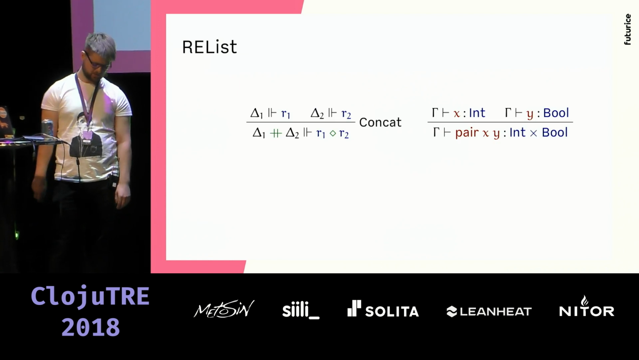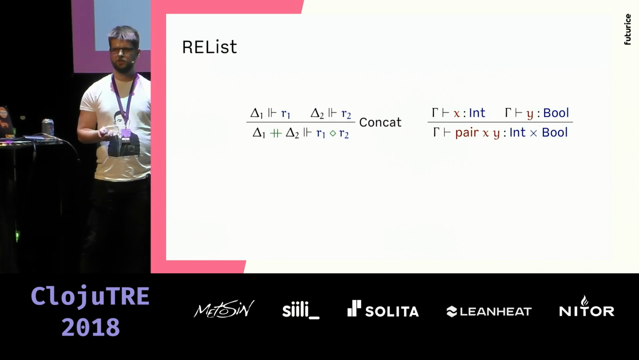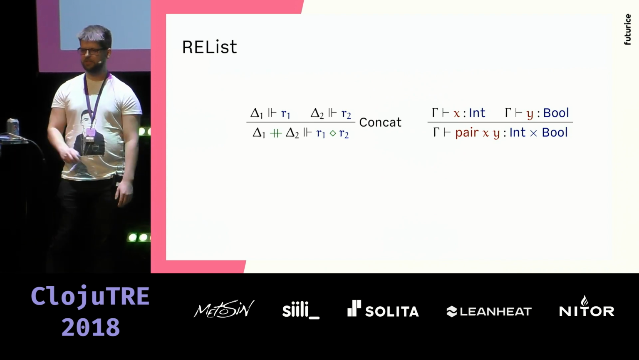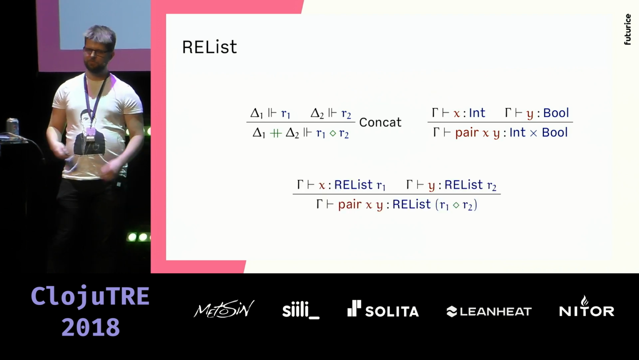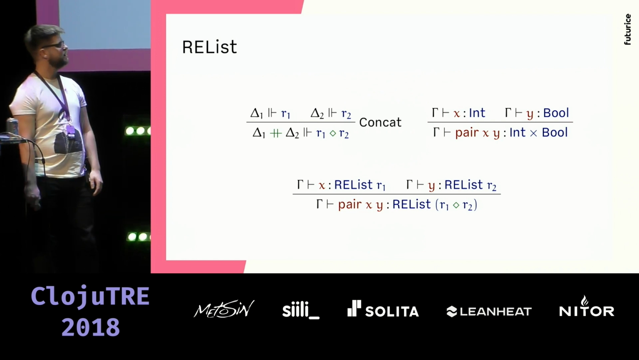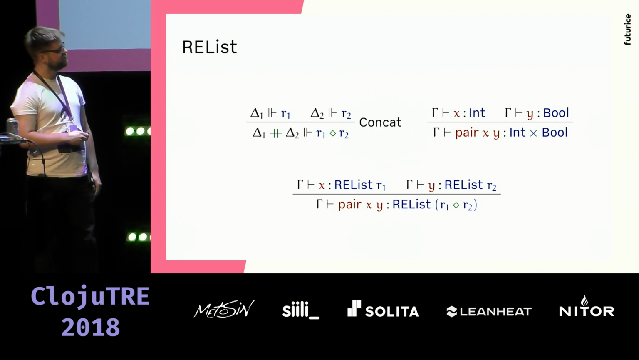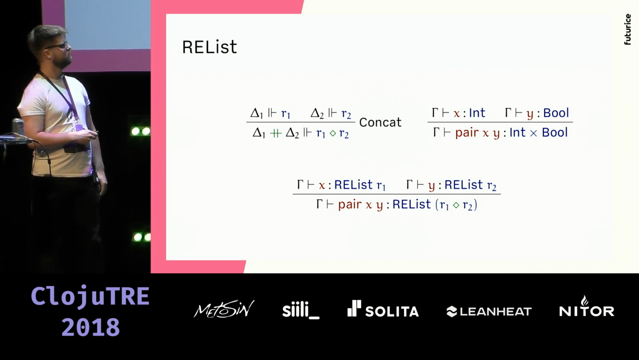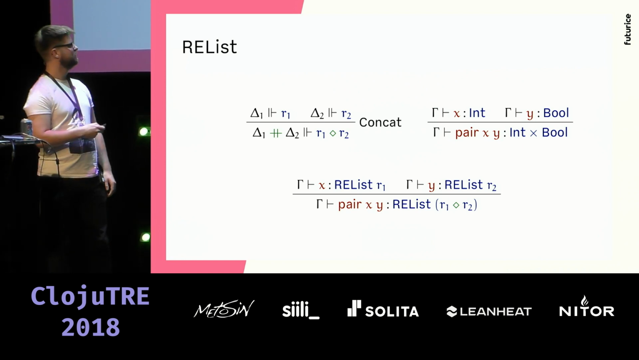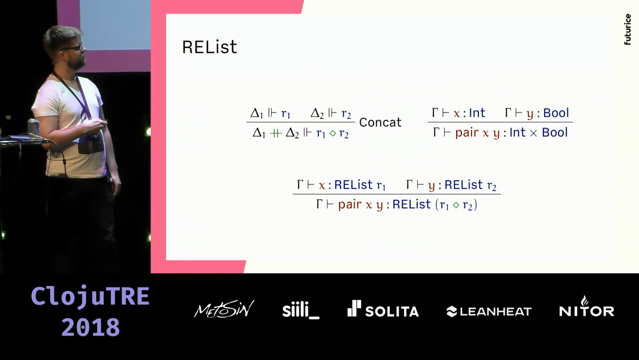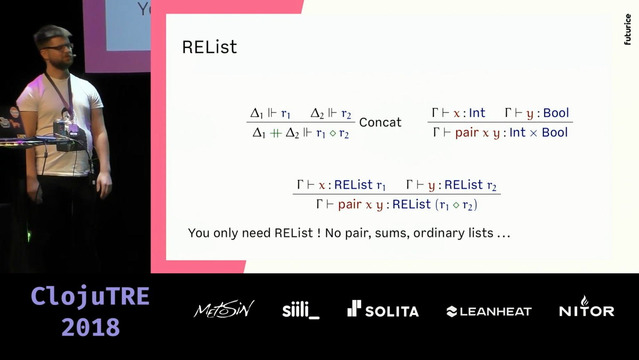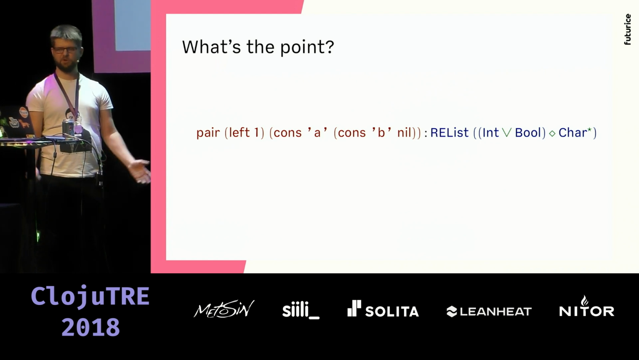Okay, and that's what I almost said already: those rules look very familiar, like the pairing rule and the concatenation. So why don't we just throw away pairs and either and the ordinary list and just have a superpowered list, the R list, which is indexed by regular expression types? So we don't need pairs, sums, ordinary list. We only need the super R list. But what's the point, you might ask?